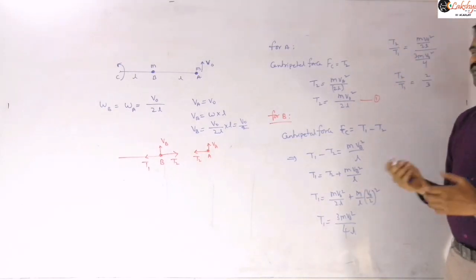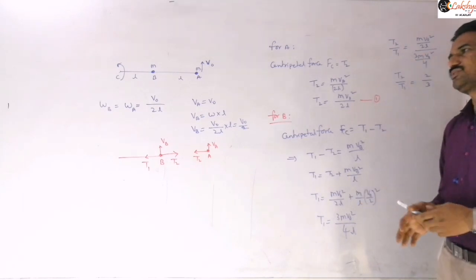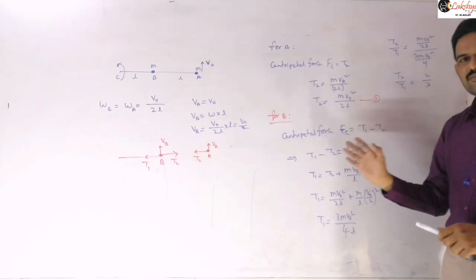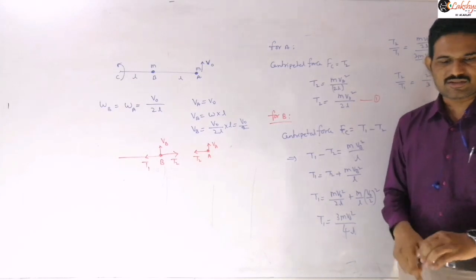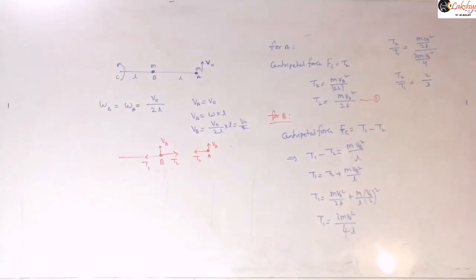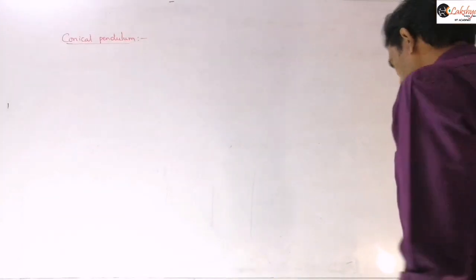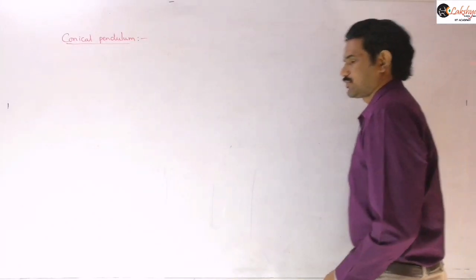So that is the ratio. That means whenever there is such a problem, sometimes they make the three bodies connected there. This is the procedure in such a case, right? And next let us see this conical pendulum here.